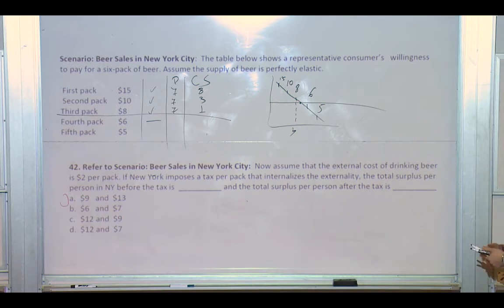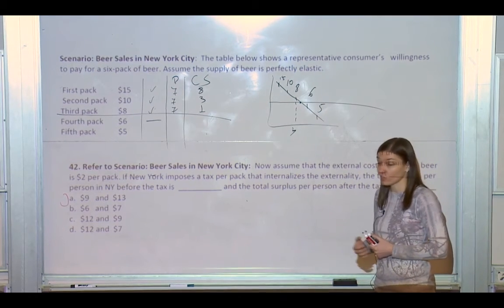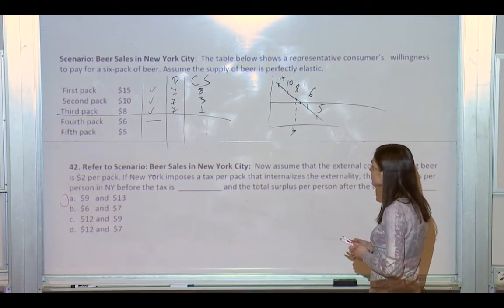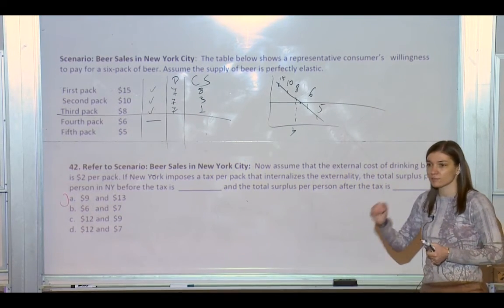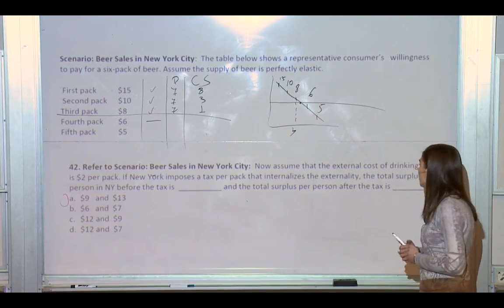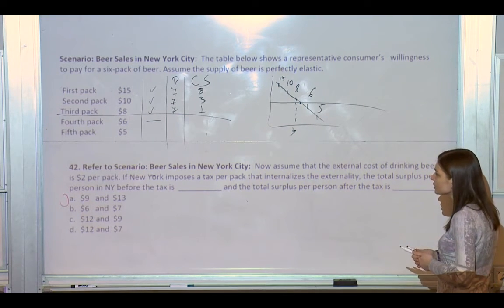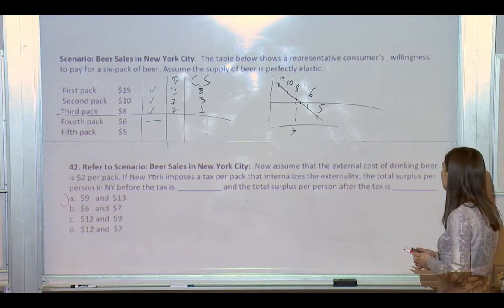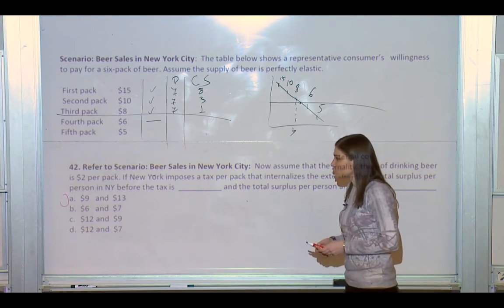Now assume that there is external cost of drinking beer that is $2 per pack. Right? So there's externality. If New York imposes a tax per pack that internalizes the externality, so they impose a tax of $2, the total surplus per person in New York before the tax is something, and the total surplus per person after the tax. All right. So no tax.